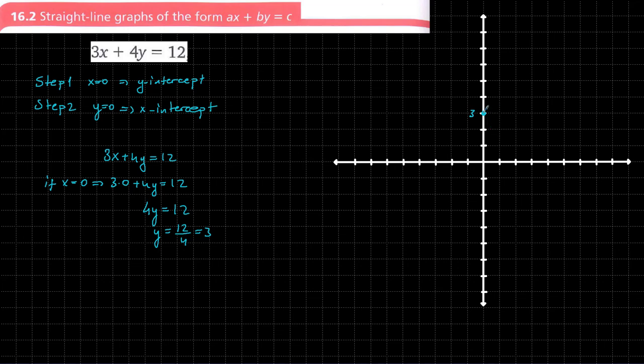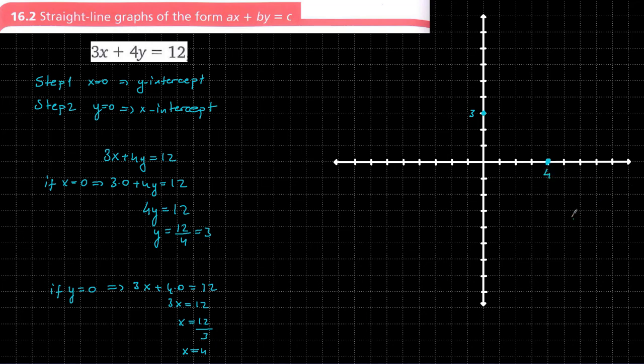So this is the first intercept, which means the line intersects with the y-axis. Okay, the second step is if y is equal to 0. This implies that 3 times x plus 4 times 0 is equal to 12. 4 times 0 is equal to 0, you know that one. 3x is equal to 12. It's going to be x is equal to 12 over 3, which is x is equal to 4, the second intercept. I found here the second intercept and the value 4. I wrote here the 4 also.